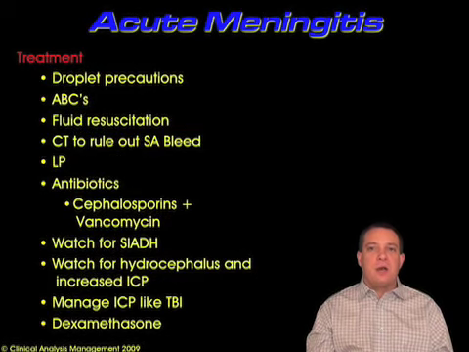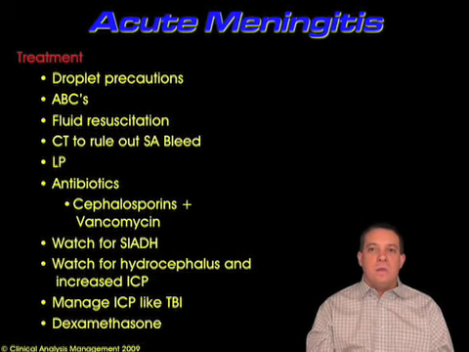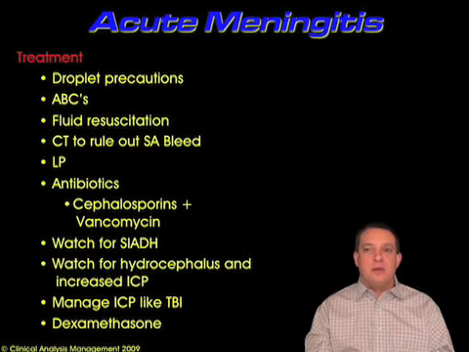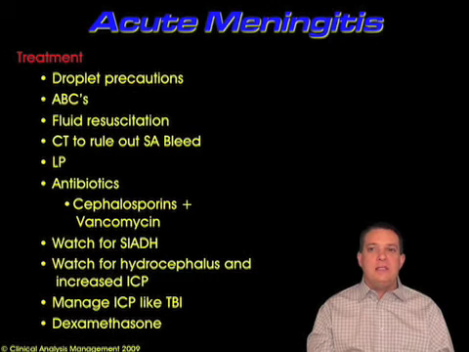Okay, when we talk about the treatment for these patients, remember that if it's acute meningitis, the standard is droplet precaution, so we need to make sure that we've got a mask and gown and all that good stuff on. We want to manage their ABCs and make sure they're fluid resuscitated. Oftentimes they're septic and do need fluid. Remember we said we would do a CT first to make sure they didn't have a subarachnoid bleed, and we would follow that with an LP.